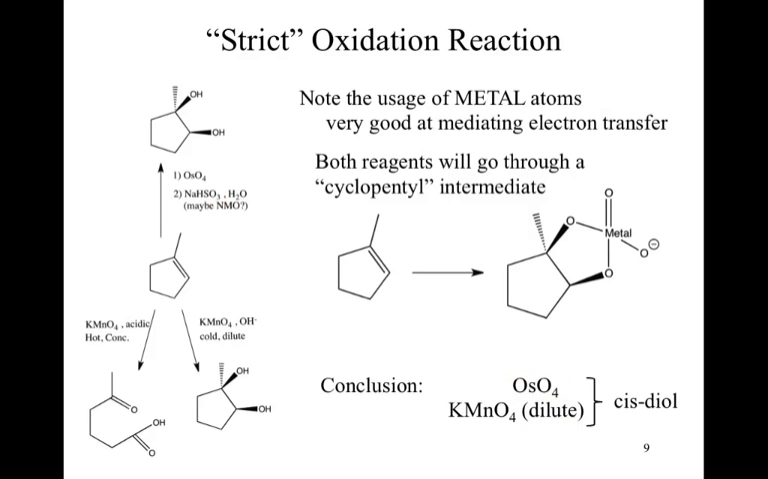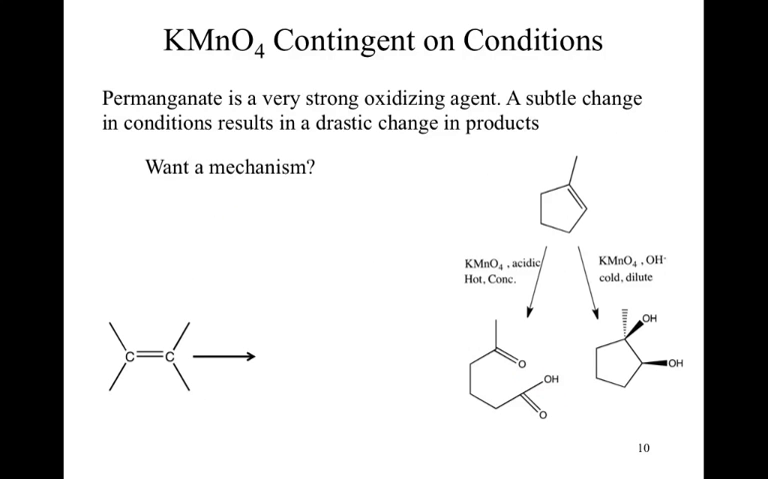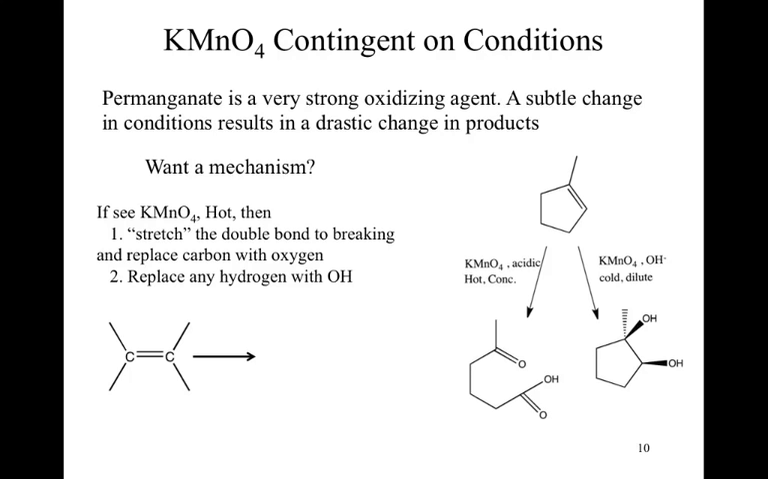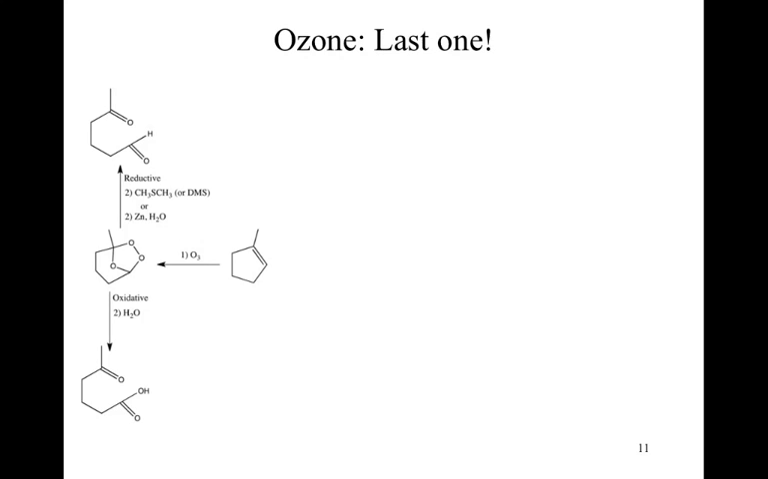So the last oxidizing agent that we can deal with, so if you want the mechanism, we just walked through all of this explanation on splitting the double bond, doing all sorts of weird stuff. So stretch it, and then replace any hydrogen attached to that reactive alkene carbon with an OH. Sorry, I didn't realize I had a nice slide for it.